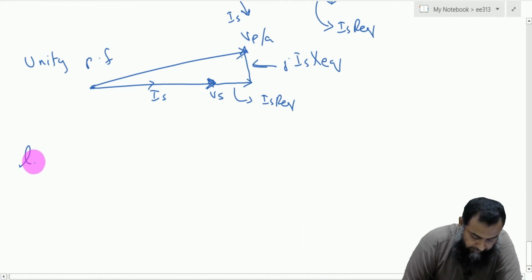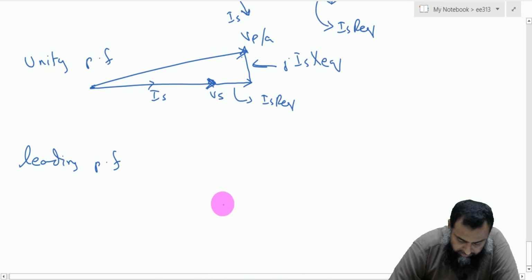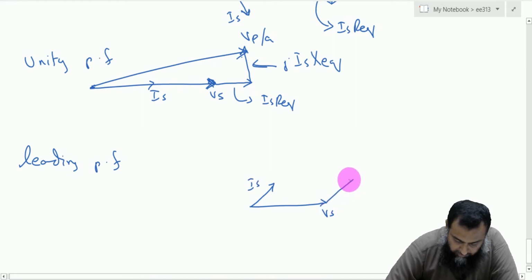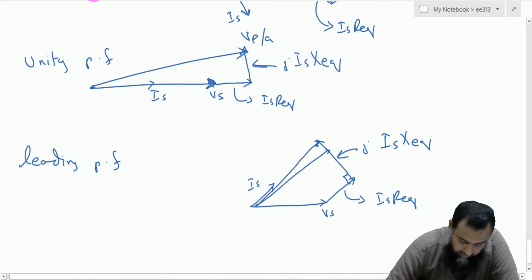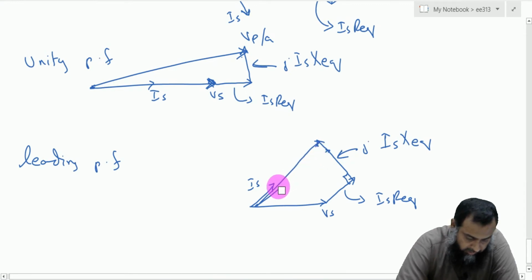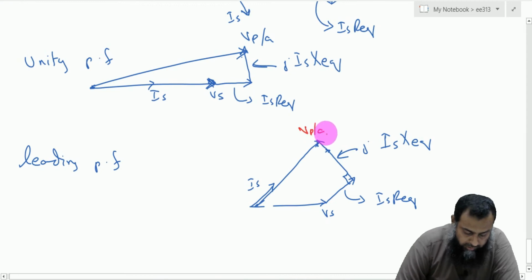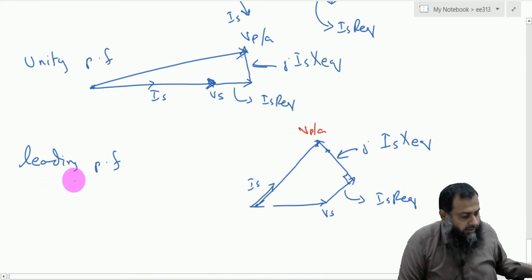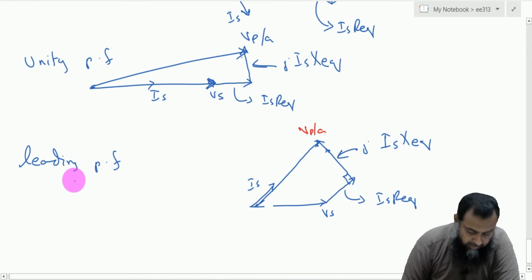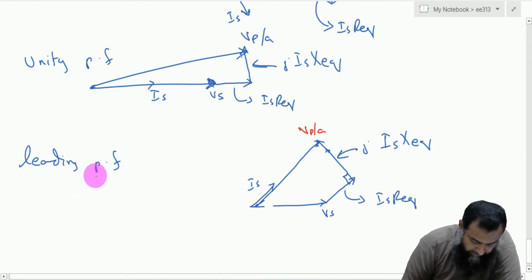Suppose that we have a leading power factor. If this is the Vs and this is the Is, then this is the Is into R equivalent, and if we draw the 90 degrees here, this represents the j times Is into X equivalent, and this is the Vp over A. Now you can see here that if we have a leading power factor, then the system may become untenable.